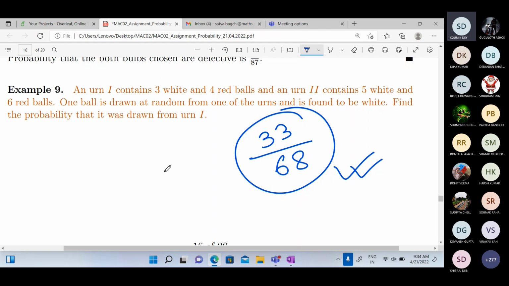For the Bayes theorem, on the upper side, we find the white ball from the first box, box number 1. So on the upper side of the calculation, we first take the probability of getting the first box, that is half, into getting a white ball from the first box, that will be 3 by 7. And on the downside it will be the summation of all the probabilities, that will be half into 3 by 7 plus half into 5 by 11.